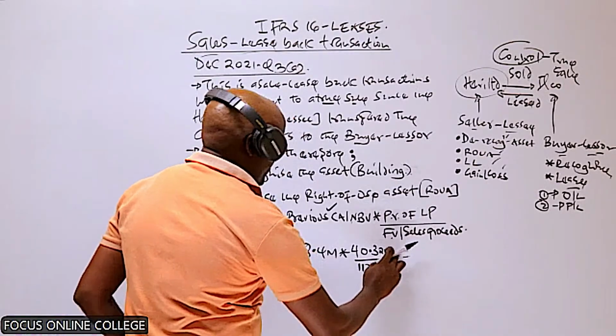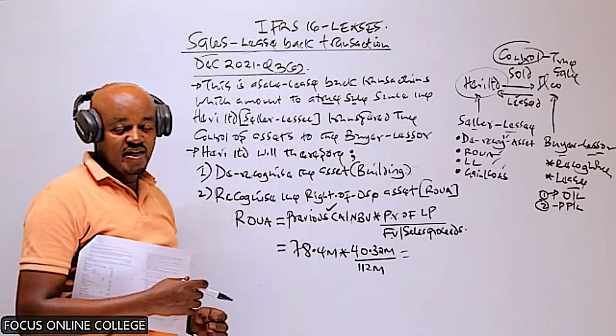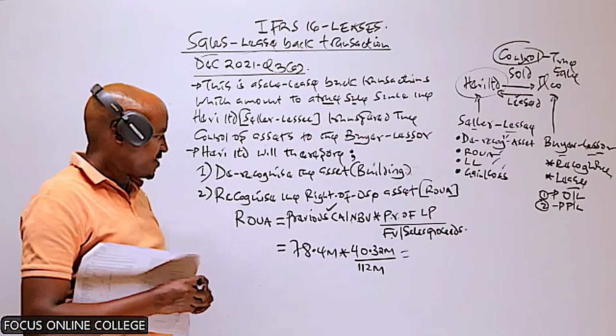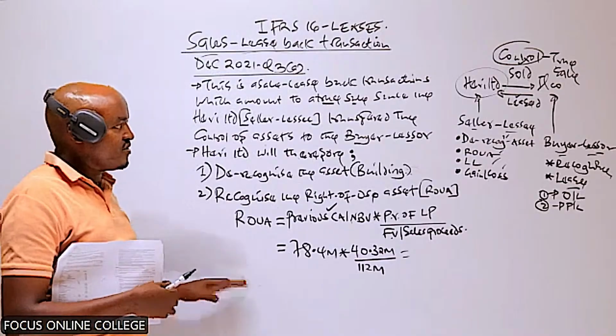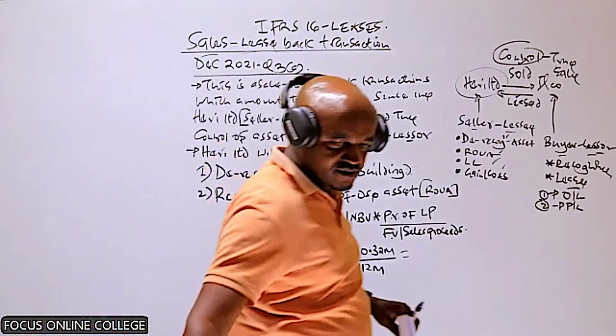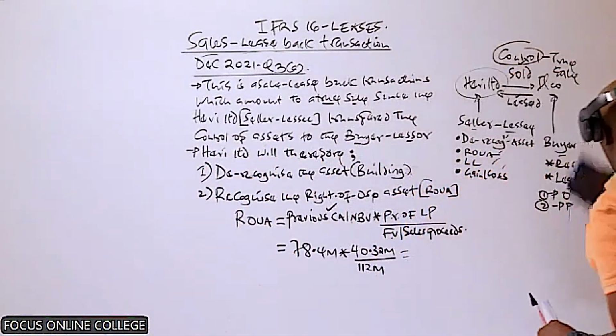So this is how we compute the right-of-use asset. This will give us an amount of how much? Compute that particular amount. You give me the final figure.